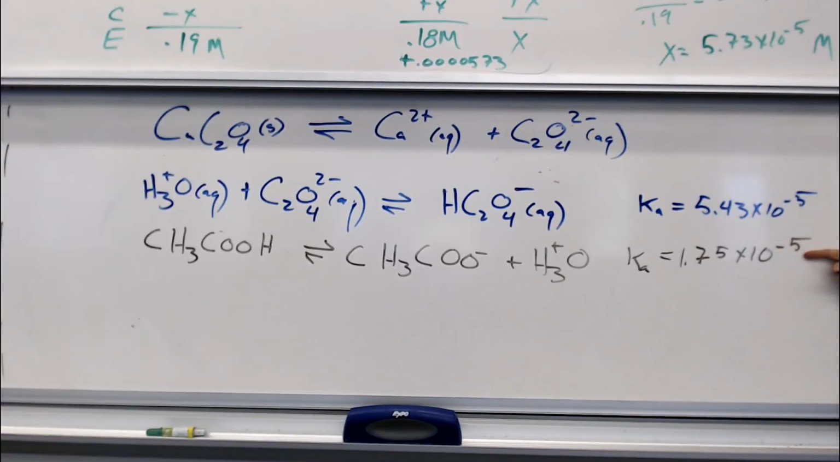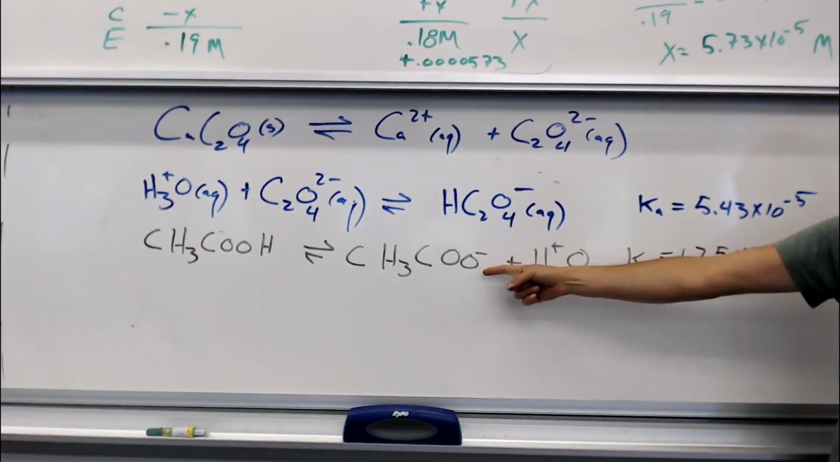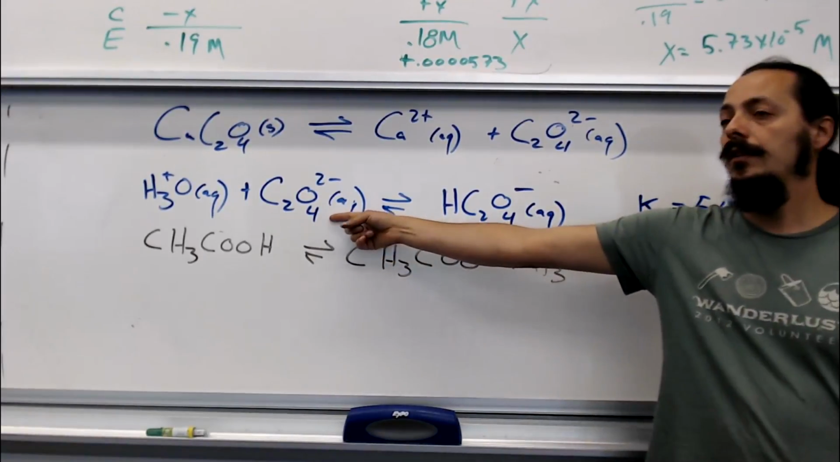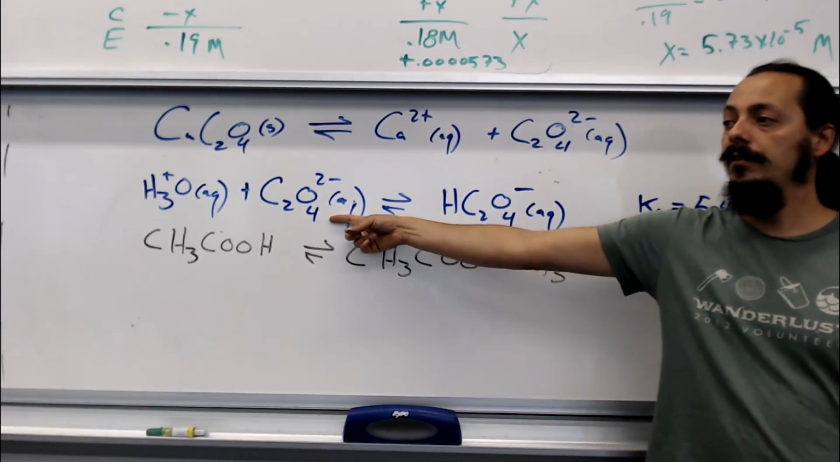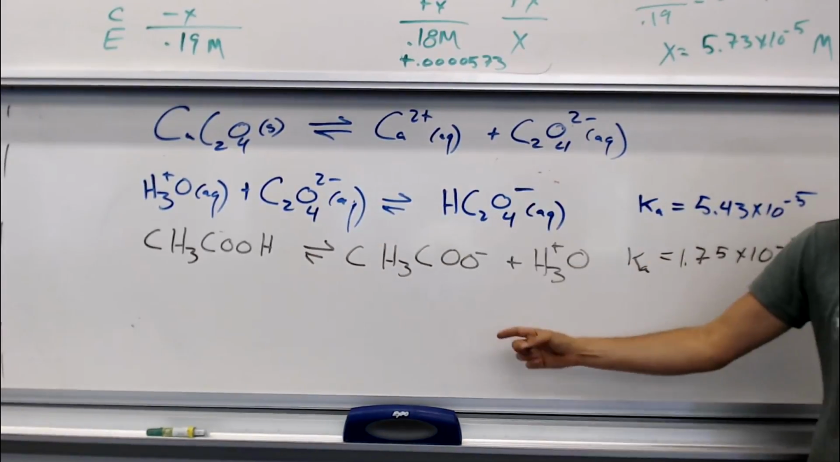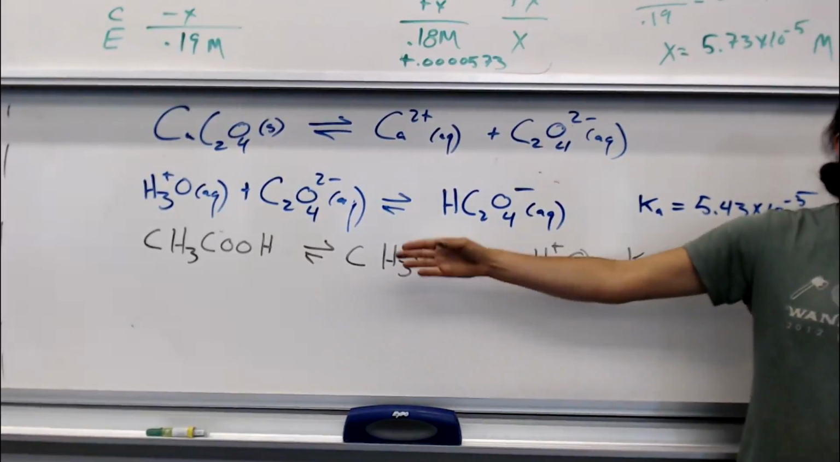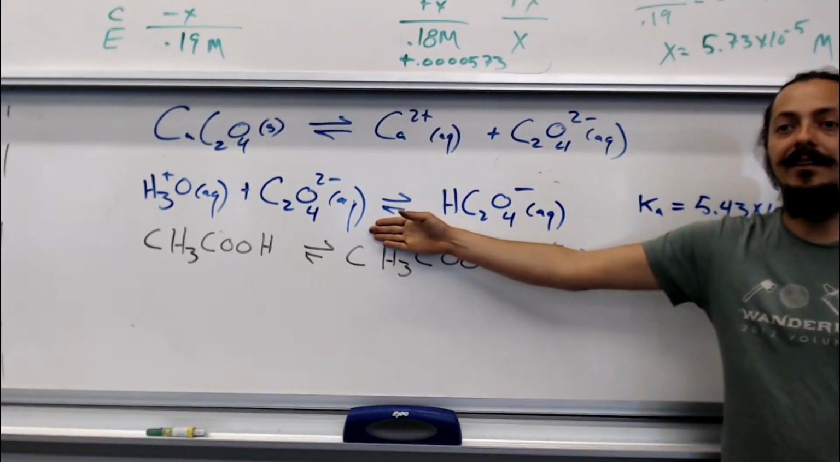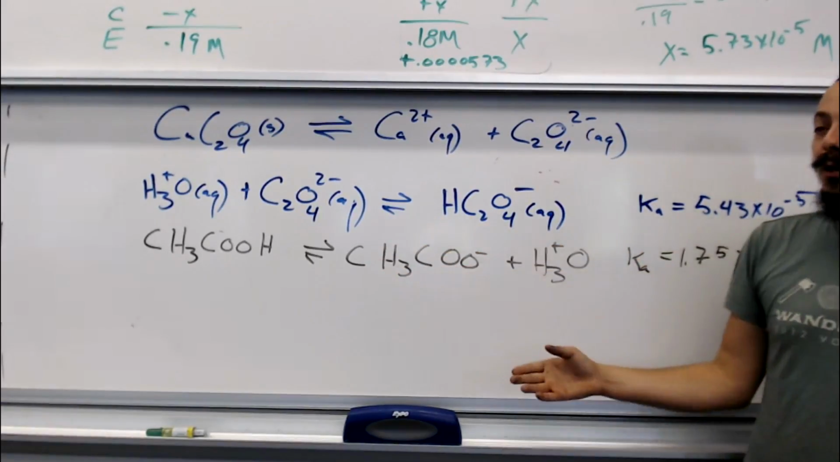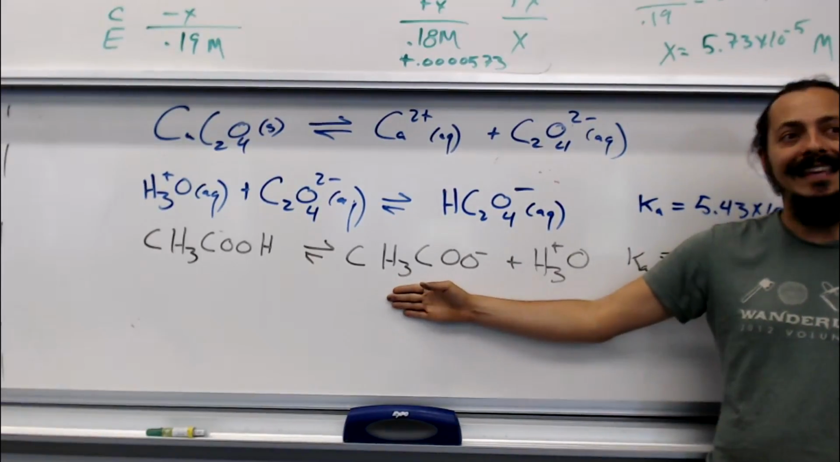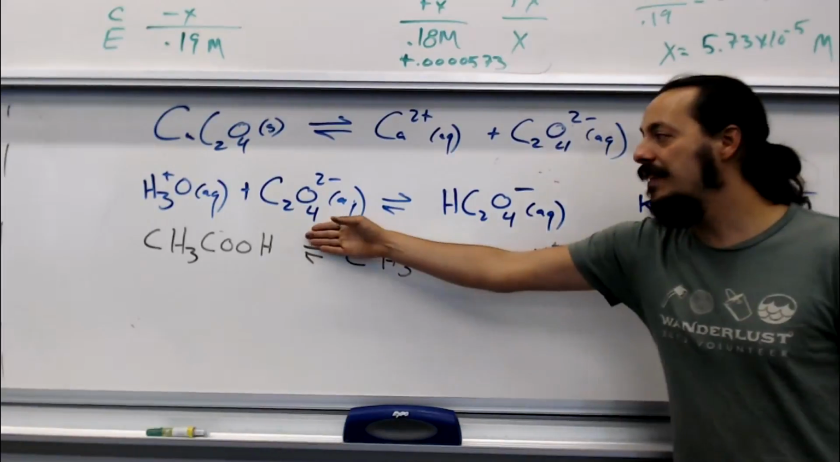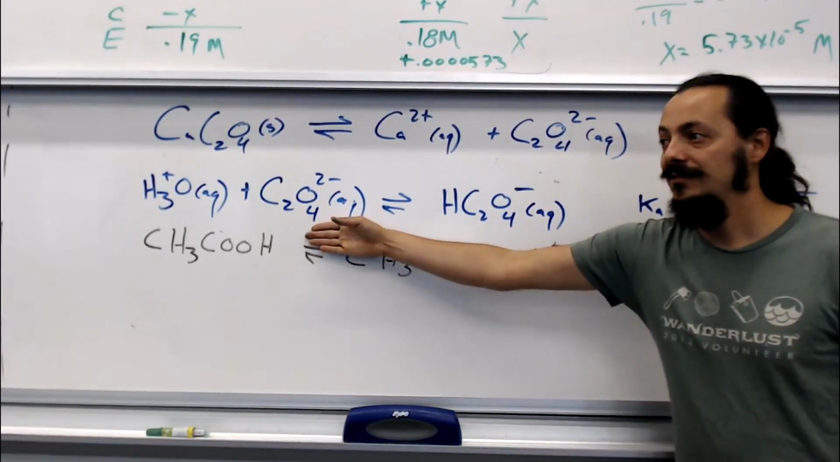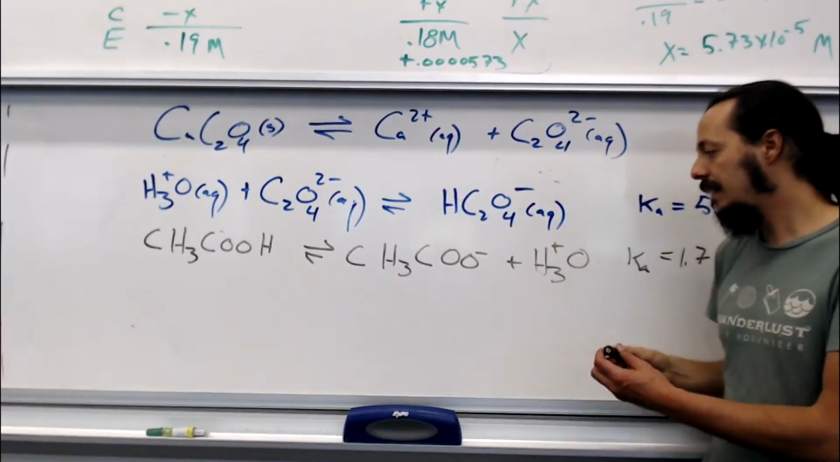It turns out that acetic acid gives away its protons worse than oxalic acid. That means this conjugate base is a better base than the oxalate anion. Any protons that end up in solution are going to react with the acetate anion instead of the oxalate ion, which means this equilibrium doesn't happen. This equilibrium goes this way.